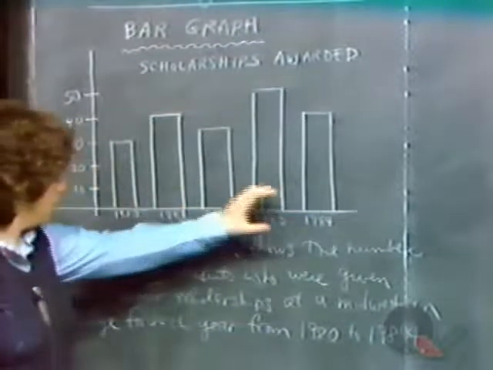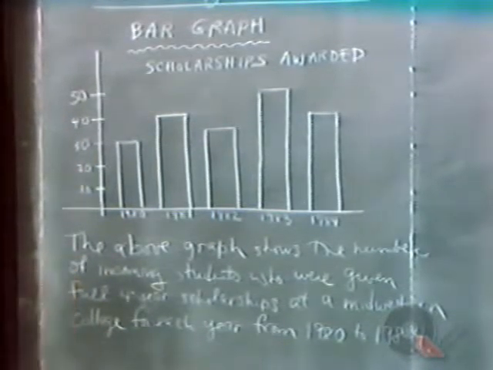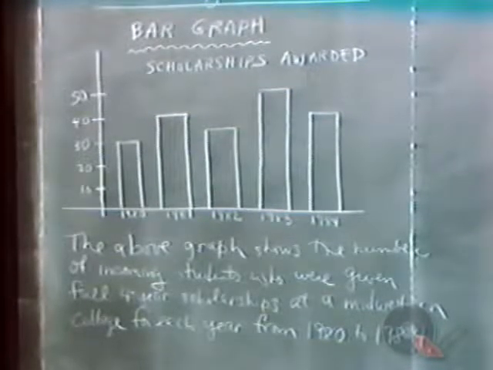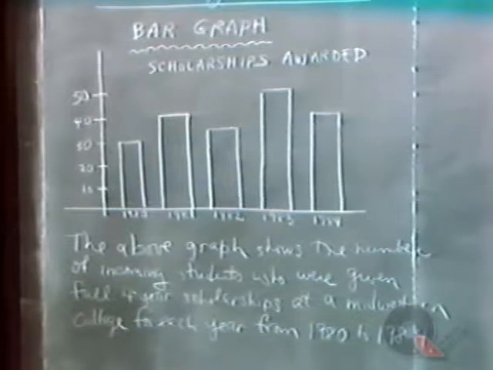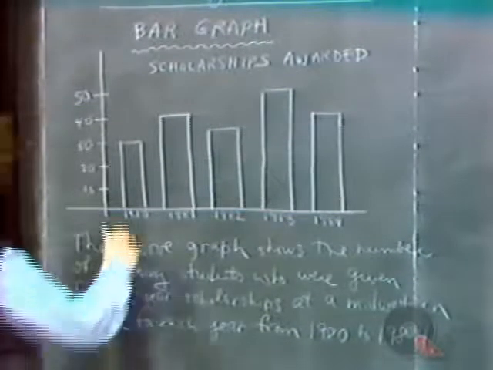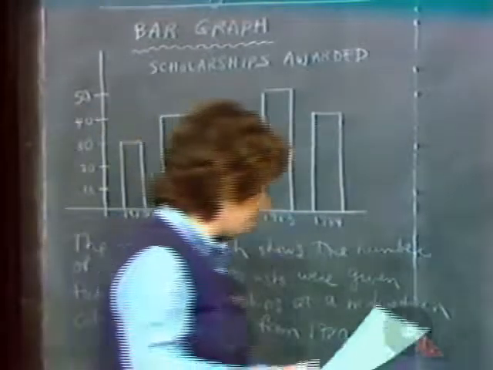So on the assessment test, you'll be given a picture like this. You'll see the bars, they'll say scholarships awarded, something like that, and then maybe a little note saying that the graph, in this case, shows the number of incoming students who were given full 4-year scholarships at a Midwestern college for each year from 1980 to 1984. Now, of course, I've already told you how to read the number of students for each year, but here are the kinds of questions you would see, something like this.